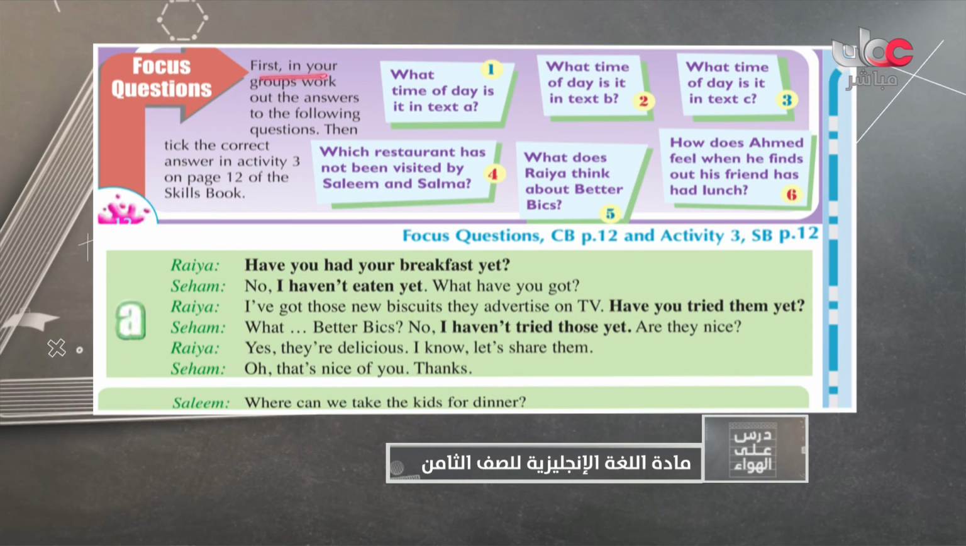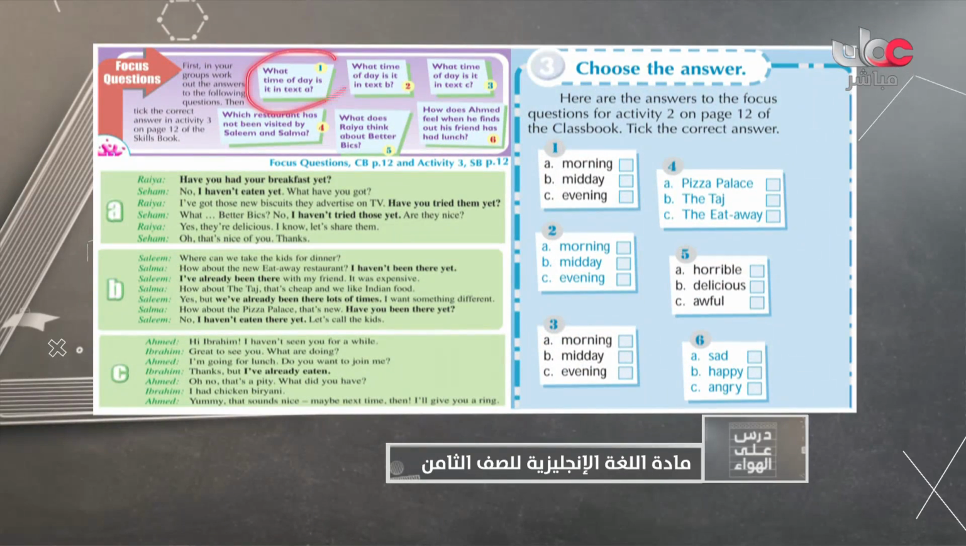First, in your group work out the answers to the following questions, then tick the correct answer in activity 3 on page 12 of the skills book. So here we have the question. Okay, number 1, and we have the options here, الخيارات. So we need to look at question 1 in our class book and then put a tick on the correct place. We choose only one. Good. And we can go back to the conversation in order to find out the correct answer. Let's get started with the first one.